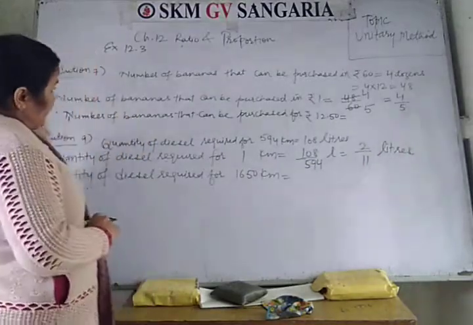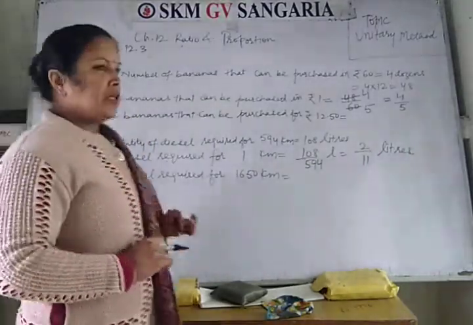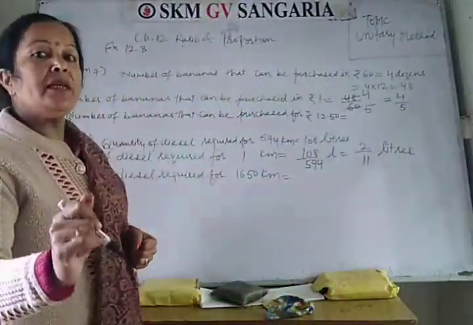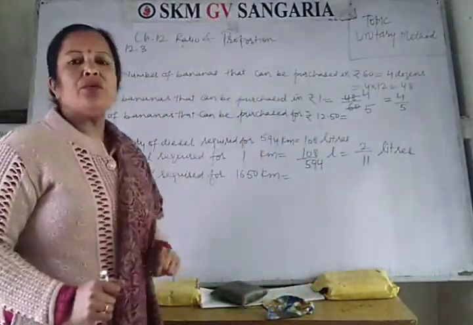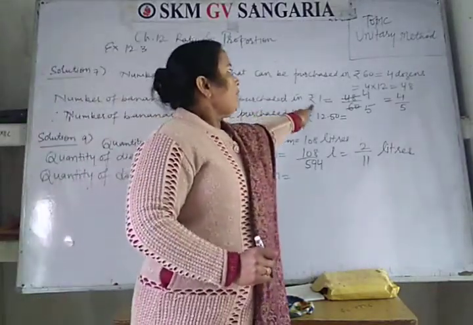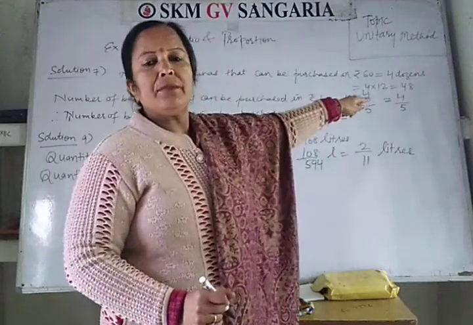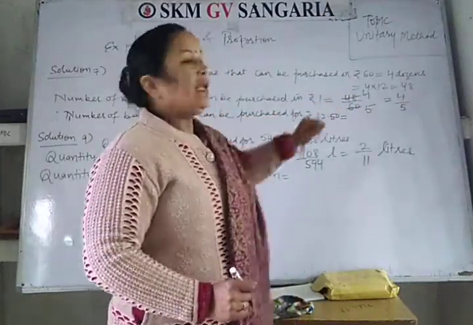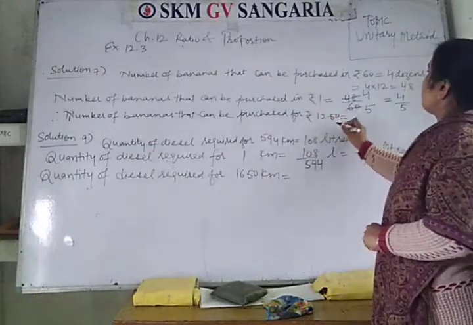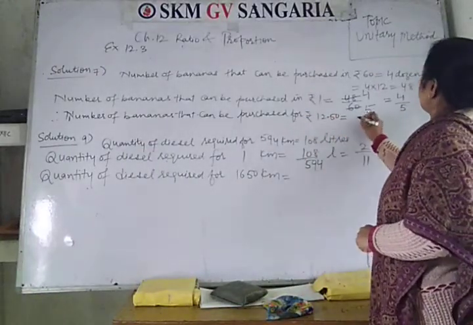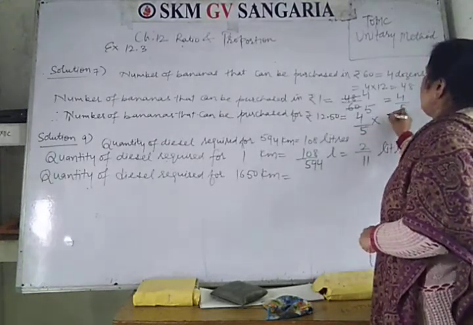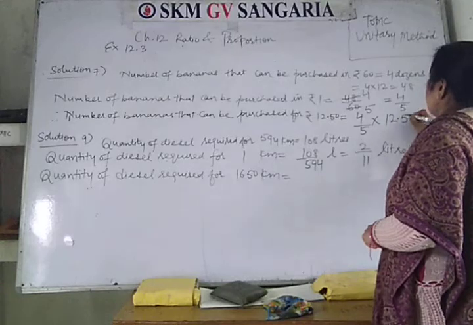Okay. Then according to the question, it is asked how many bananas will be purchased for rupees 12 and paise 50. If we know in 1 rupee how many bananas can be purchased, then we can calculate the number of bananas that can be purchased for rupees 12 and paise 50. So 4 upon 5 into 12.5.